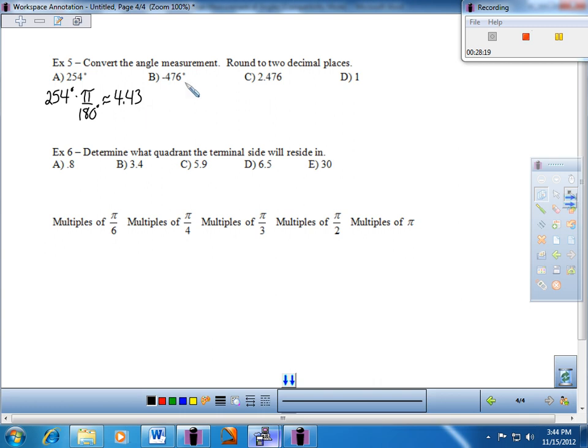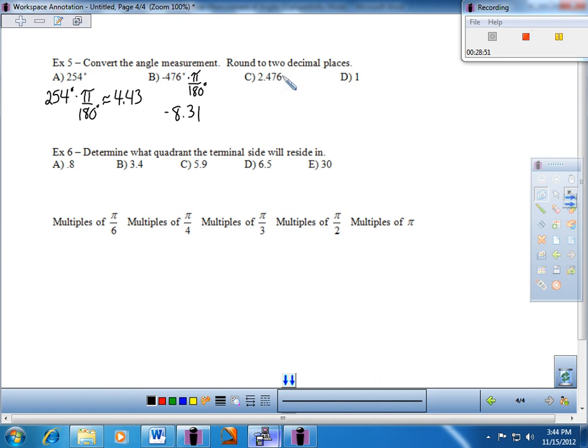Negative 476 degrees. Again, I'm just going to do this. Multiply by pi over 180. And when you do that, everybody, you end up getting about negative 8.31 radians. Now letter C, look at this one right here. This is an interesting one. You have to be able to recognize and distinguish between the two.